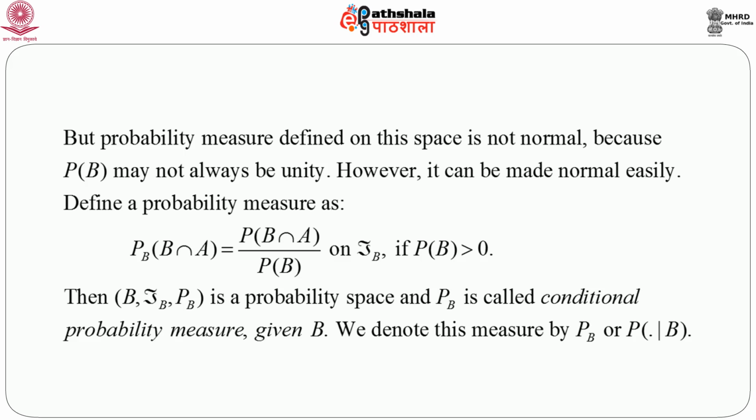This is the way we define the conditional probability measure. The only important thing is that probability of B may not always be equal to 1, so we just normalize it by dividing the probability of the intersection of two events by probability of B. It is a very easy way to construct a conditional probability measure. This gives us a formal definition of a probability space on which we can define conditional probability measure.